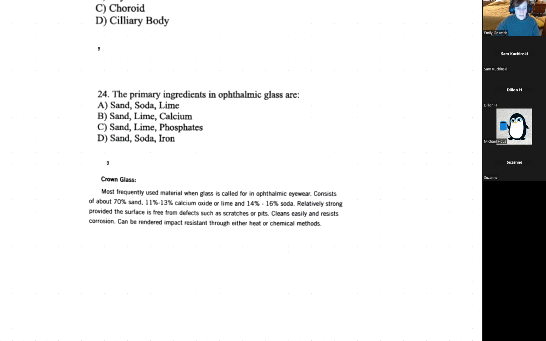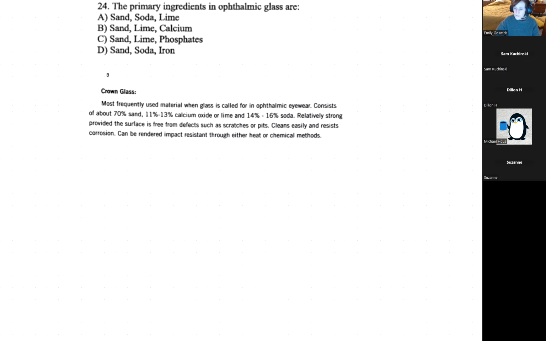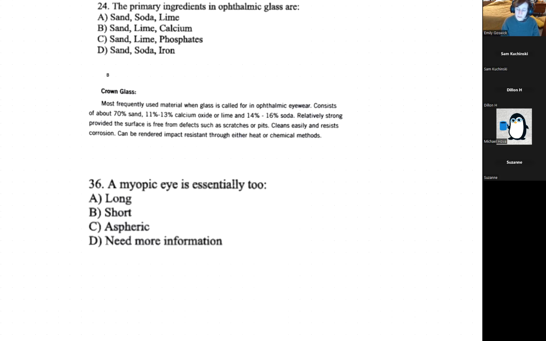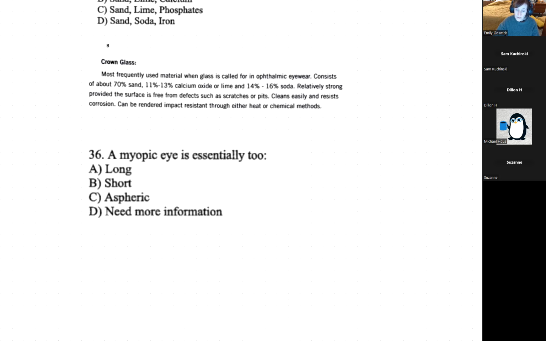Okay, let's go on. This is a very good one to know. I think people should know this one. Fairly early in optical, it just makes things more understandable. So it says a myopic eye is essentially too long, short, aspheric, or need more information. So basically, a myopic eye is too long. Okay, a hyperopic eye is too short.